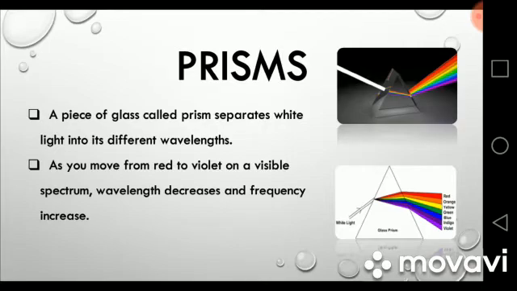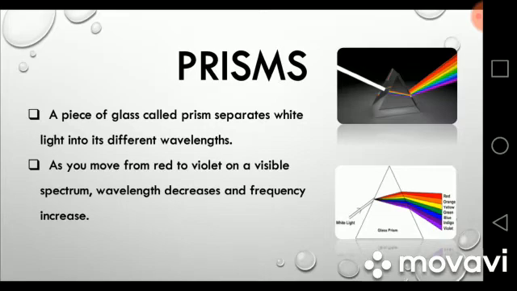You can see there are 7 colors that white light is separated into. It starts from red, orange, yellow, green, blue, indigo, and violet. As we move from red to violet, the wavelength decreases. It means the distance between a point on one wave and a similar point on the next wave is decreasing. Wavelength is actually the distance between a point on one wave and a similar point on the next wave.